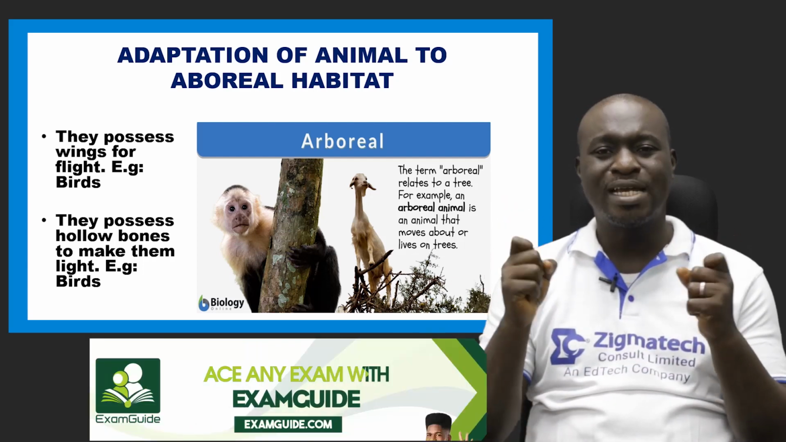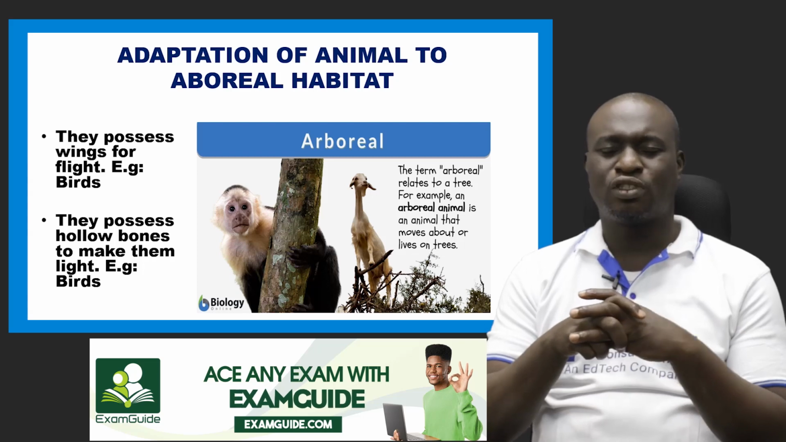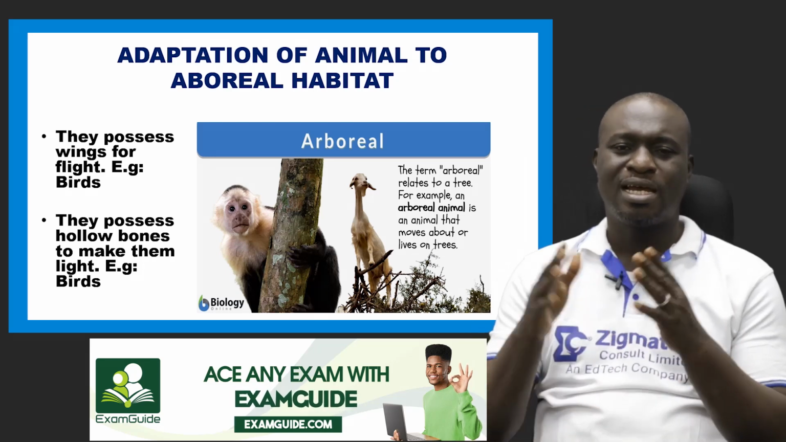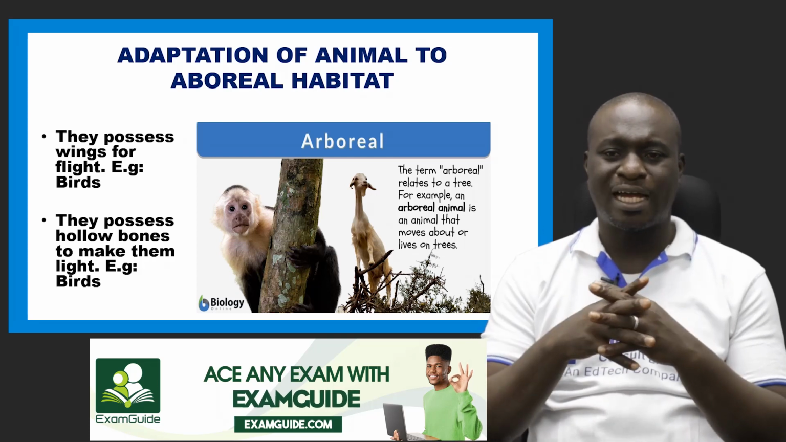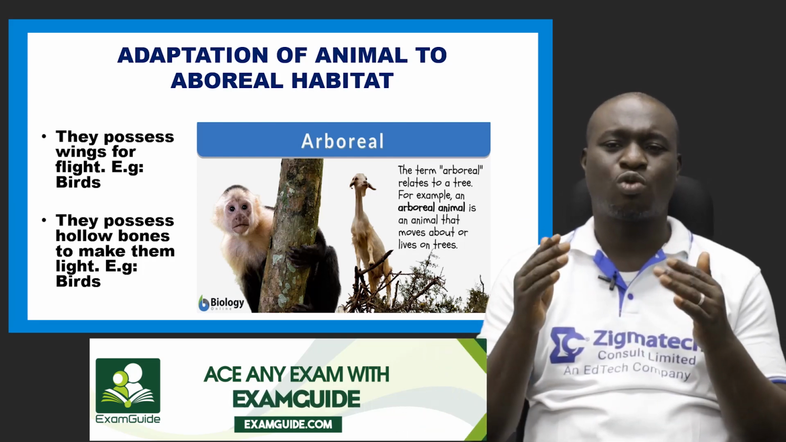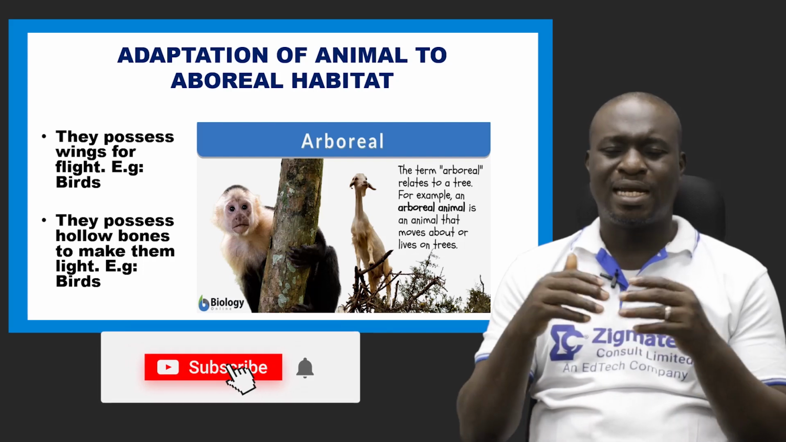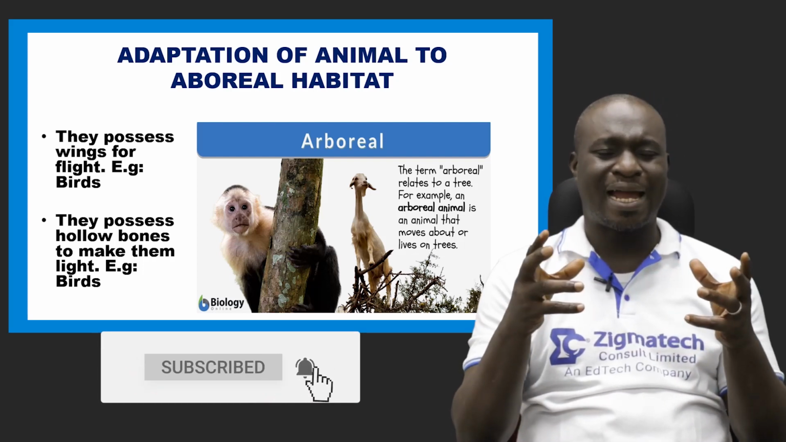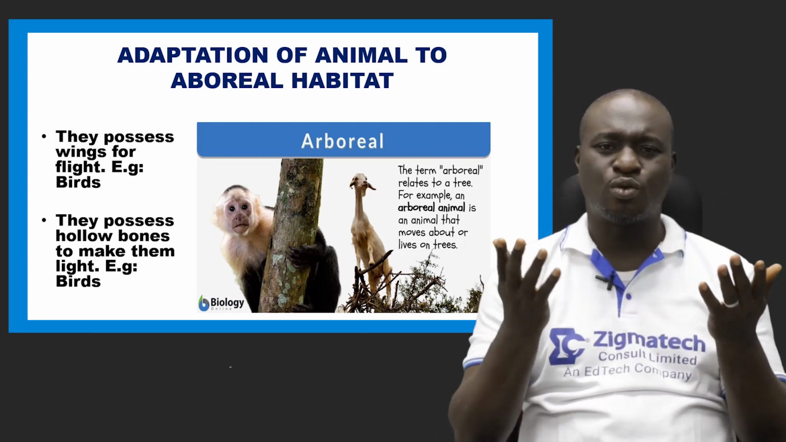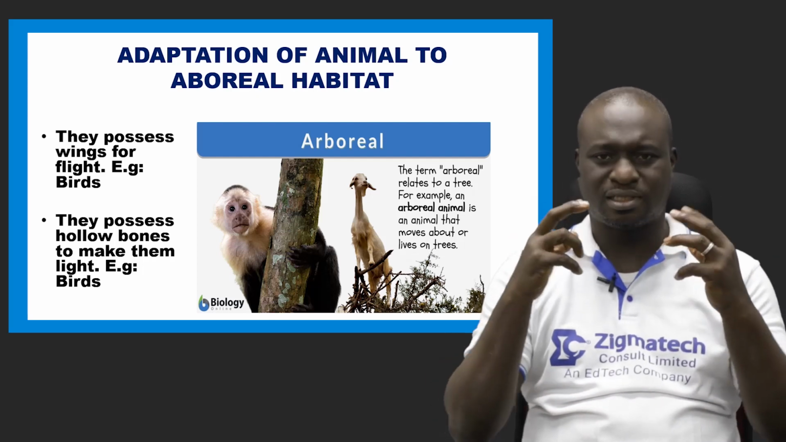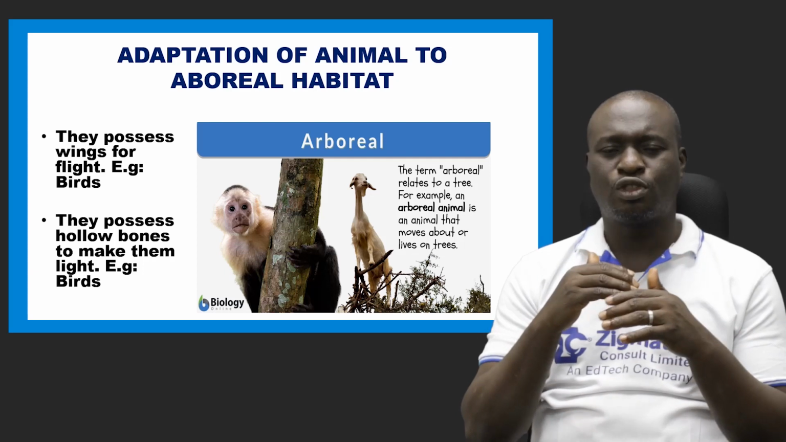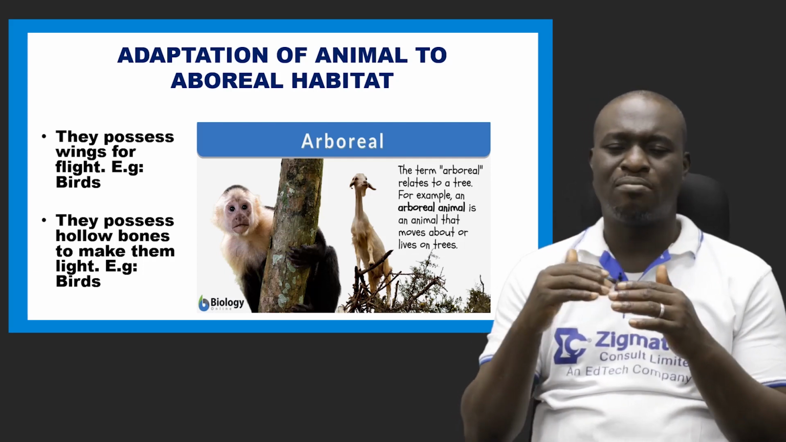One of the adaptive features that ensures their survival and successful living in these arboreal habitats is that they possess wings for flight. You can see that mostly in birds. Another one is that they possess what we call hollow bones. These hollow bones make them light, so they can be carried by the wind. So they are not heavy, okay? They are not dense.